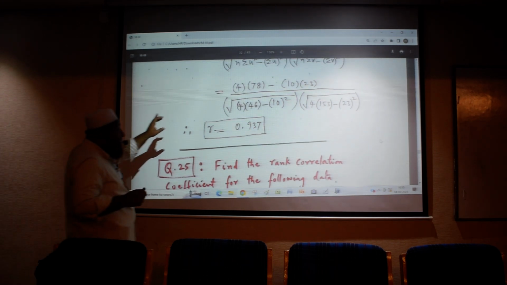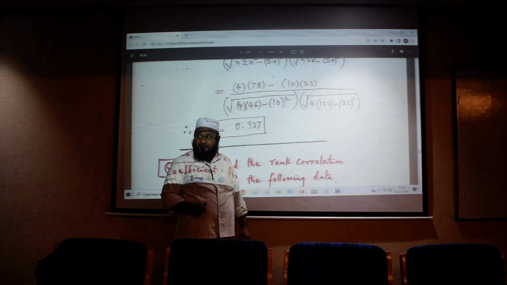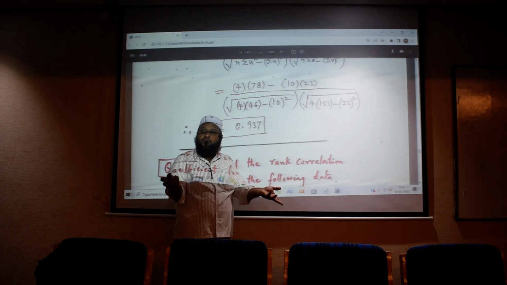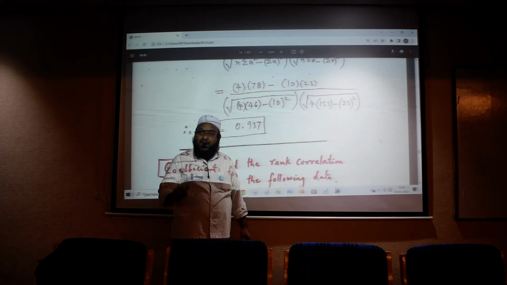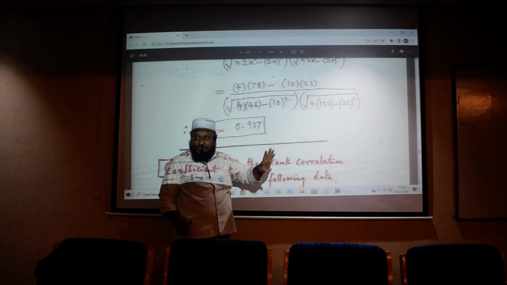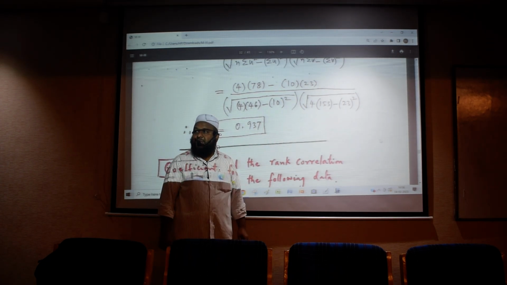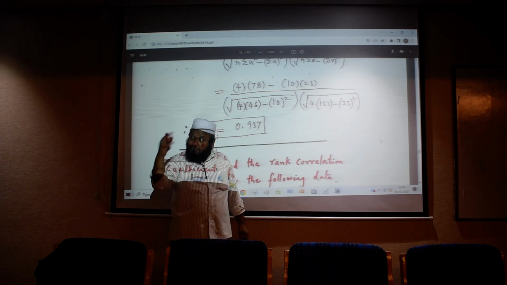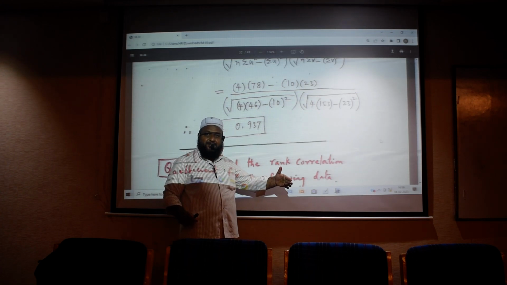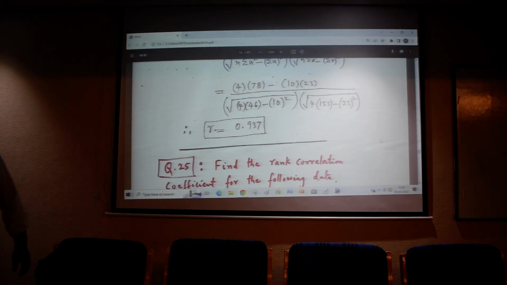Always R will come between -1 and +1. If you get a wrong answer, suppose you got 12.3, don't write 12.3 here. We should not show that the calculation has gone wrong. So don't write 1.2 or 12.9. 1.2 is also not possible. It lies only between -1 and +1. Write something like 0 point something.